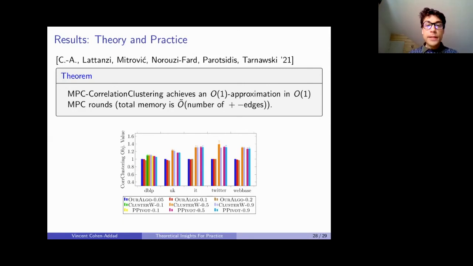But when we saw that this constant was pretty large, we tried it on some datasets. DBLP is the small one, but the others start to be quite big. We tried this MPC algorithm and looked at the correlation clustering objective value that we get with our solution, compared with the solutions that other people compute. We have our algorithm with different parameters for the definition of agreement, so different parameter values. And also there is a pivoting algorithm.